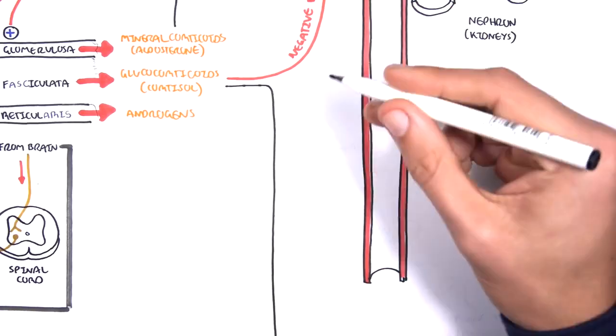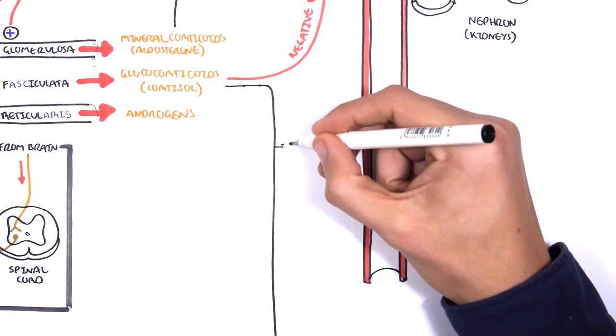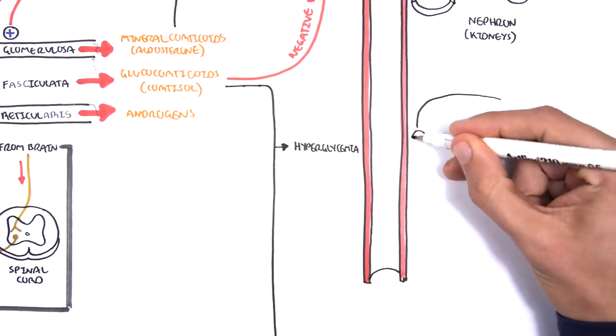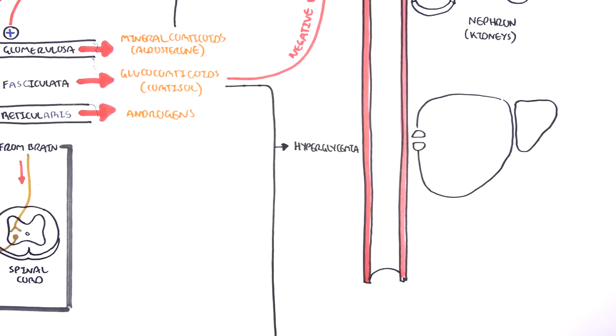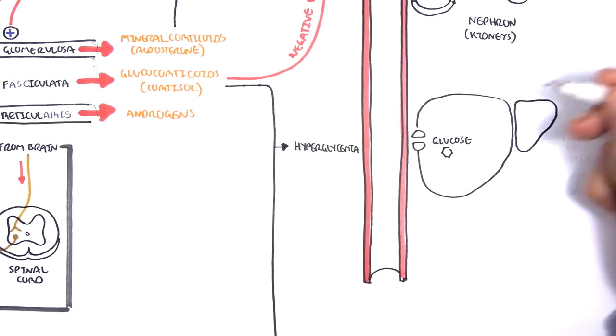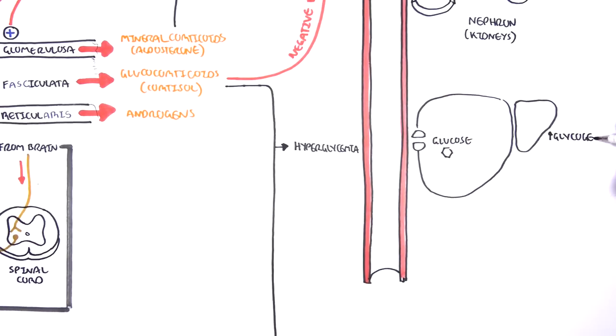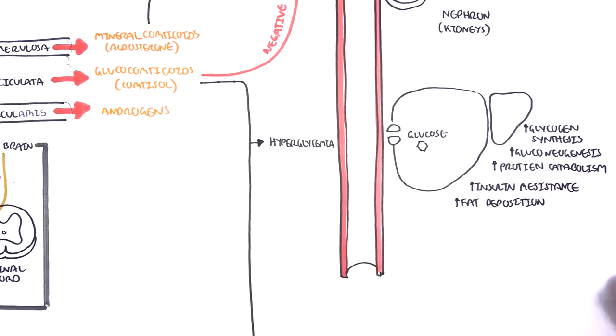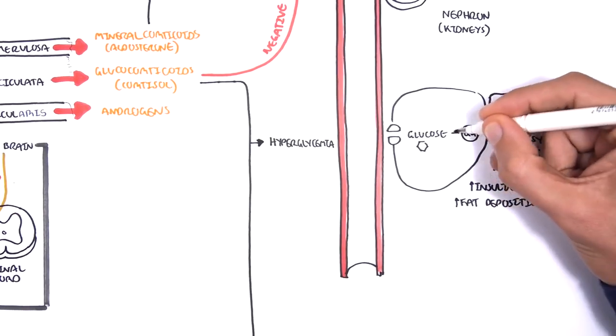Glucocorticoids have other functions, such as causing hyperglycemia. It does this by stimulating the liver, or telling the liver to make more glycogen stores, which will eventually fill up. It tells the liver to make more glucose, gluconeogenesis, tells the liver to increase protein breakdown, and actually induces insulin resistance, as well as increasing fat deposition.